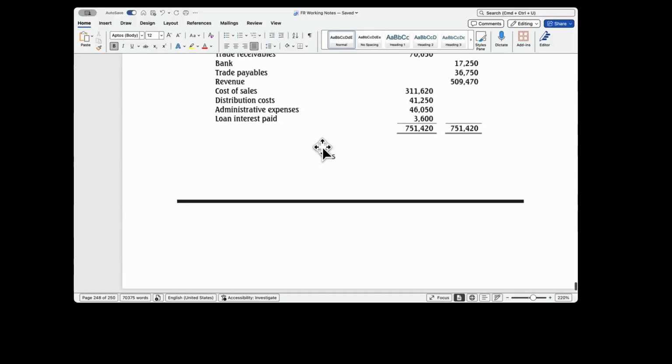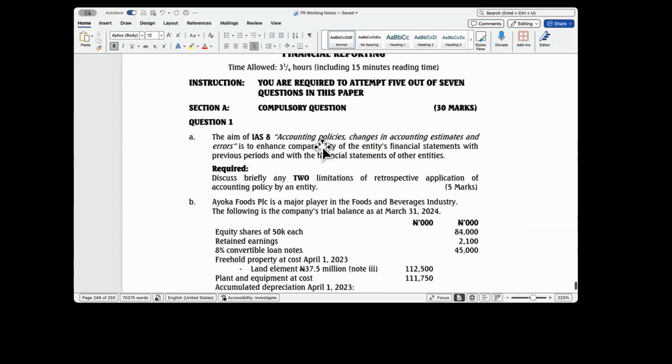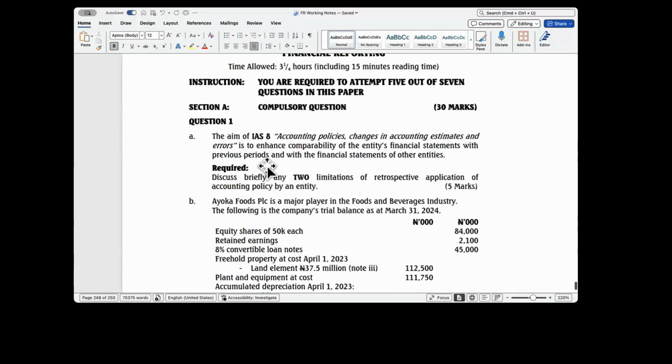Apparently, aside from this, there was an A part where they ask you to discuss any two limitations of retrospective application of accounting policy by an entity. I think I taught this and solved this past question for you. I cannot overemphasize the need for you to learn all these principles because of questions like this.